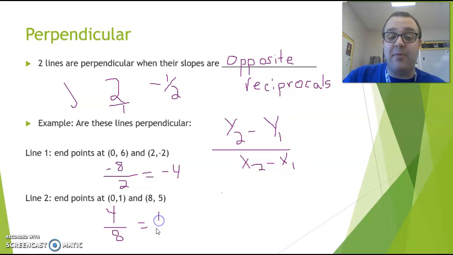These are not opposite reciprocals. Yes, they are opposites. One's positive, one's negative. However, if I flipped 4 around, 4 over 1, it would become 1/4, which is not 1/2. So they are not perpendicular. These two lines would not form a 90-degree angle.